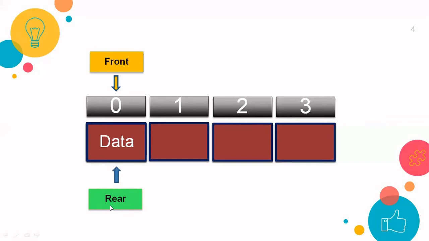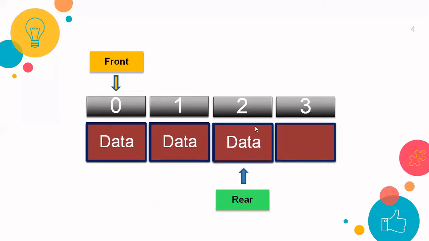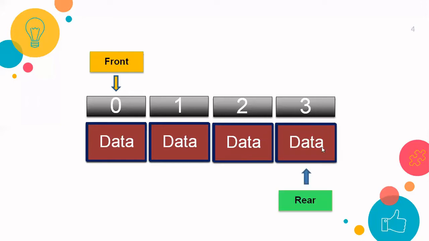Now you can see that first your rear pointer will be incremented, then the data will be added, right? First rear was incremented, then the element was inserted. Again, you want to insert one more element, then first rear will be incremented and then the data is inserted. Again, for one more element, first rear will be incremented and then the element is added, right? So this was about insertion in the linear queue.